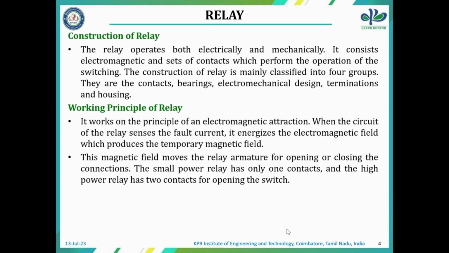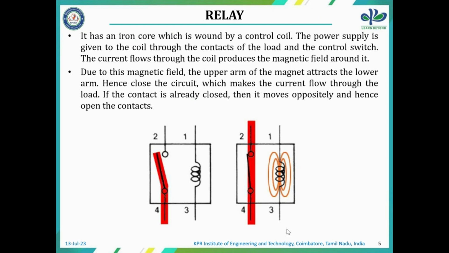A small power relay has only one contact, and a high power relay has two or more contacts for opening the switches. We may have seen a number of coils connecting, opening and closing. As we saw in the last slide, for opening and closing of the contacts the coil energizes nearby, and then it may close or open the circuit. That is what we have seen.